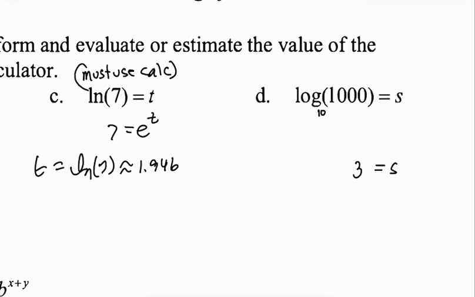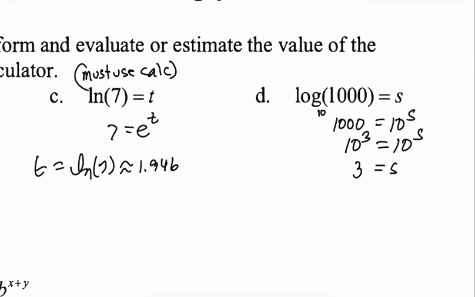But let me backtrack a little bit. 1,000 is what power of 10? Well, 1,000 is 10 to the third, and that's why the answer is 3. The power I want on a 10 to get 1,000 is 3. Remember, the answer to a logarithm is a power, okay?